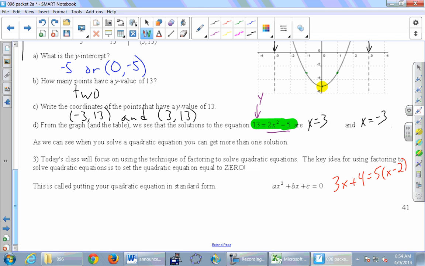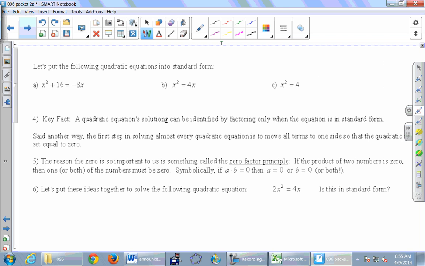Okay, so we want to set the whole thing equal to 0. That's going to be a key, and we're going to do that a bunch of times today. We'll come back to that. Let's see if we can just practice putting things into standard form on the next page. The goal is to manipulate the equation so that one side is equal to 0. So in the first equation, how do I move that negative 8x over so that I have just 0? Add it. So let's add 8x to both sides.